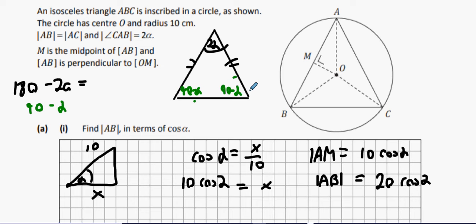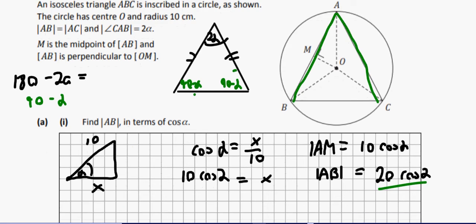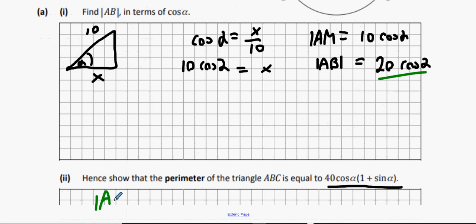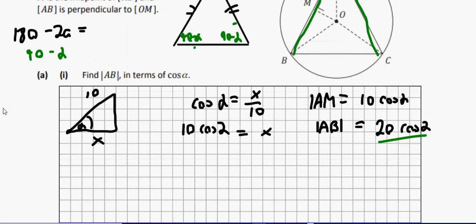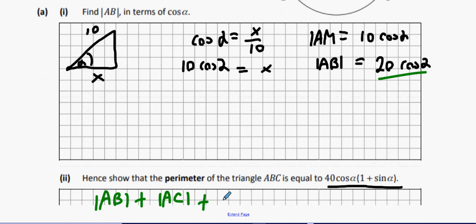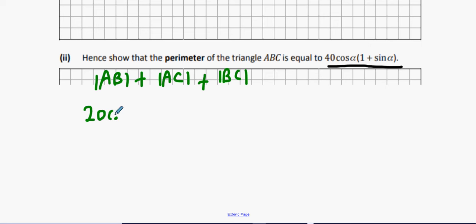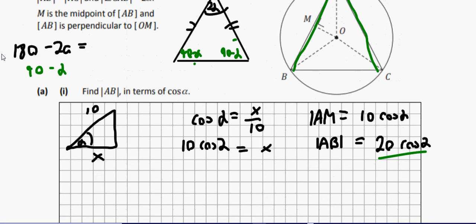Now, I'm going to have to find out what BC is because I already have AB and I already have AC. AB and AC are both 20 cos A. So what we can say is the perimeter is AB plus AC, and then we also have plus BC. And what we currently have is 20 cos A plus 20 cos A. Now we're going to spend all our energy finding out what B to C is.